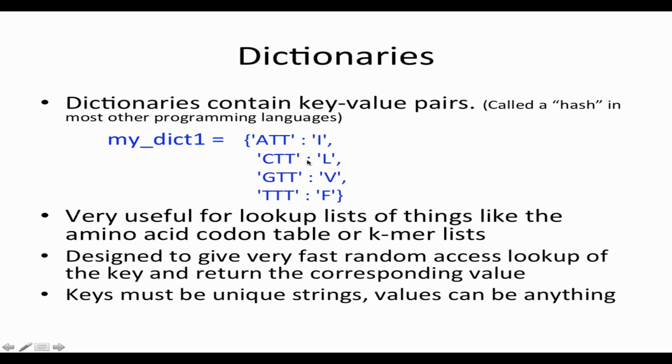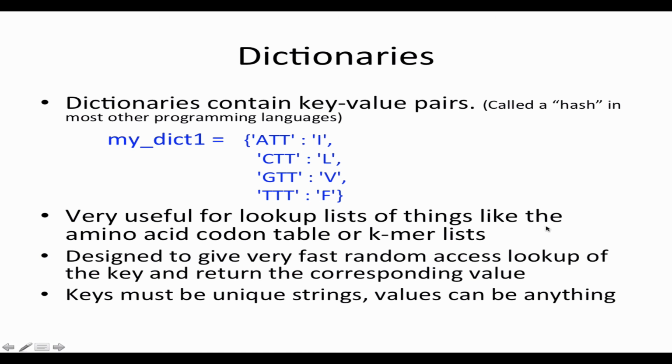The items in the dictionary are separated by commas, and they're defined with a colon. You have a key, colon, value. In this particular dictionary, I've made both the keys and the values strings. The keys are DNA triplets, and the values are alphabetic letters that correspond to amino acids. So this is a little snip of a codon table defined as a dictionary.